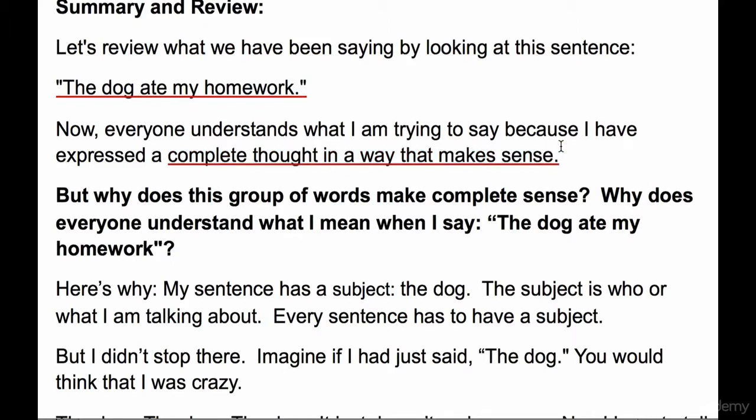But let's review. Why does this group of words make complete sense? Why does everyone understand what I mean when I say the dog ate my homework? Here's why. My sentence has a subject, the dog. The subject is who or what I'm talking about. Every sentence has to have a subject.